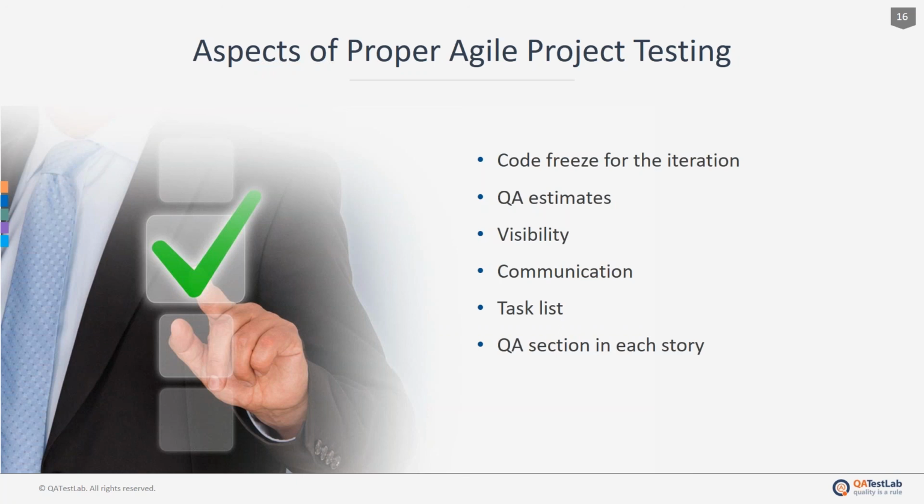Next important thing is a QA section in each story. Each story should have a QA specific section to help track the testing status on each story. Each QA status should be separately tracked, either as a checkbox or radio button or as a drop-down list.